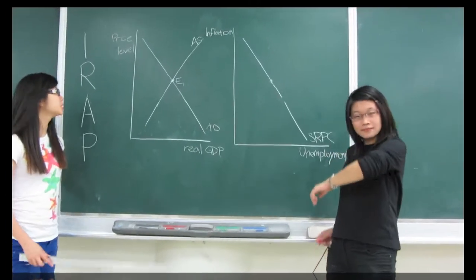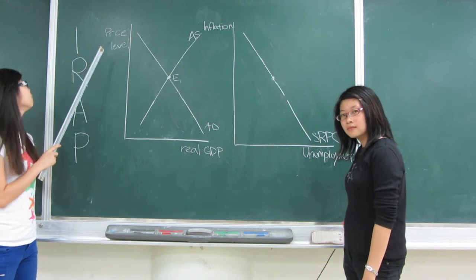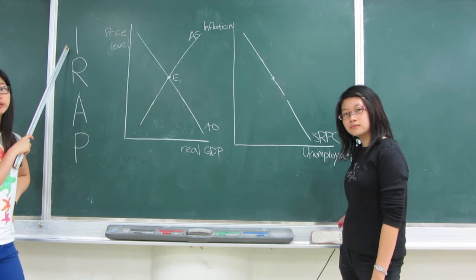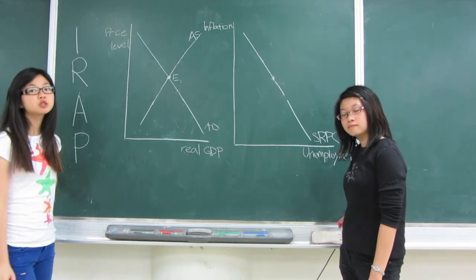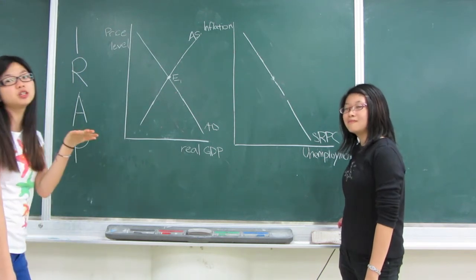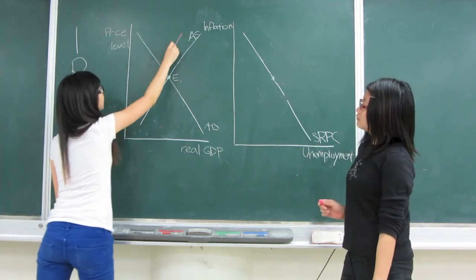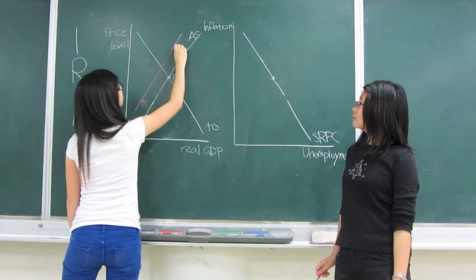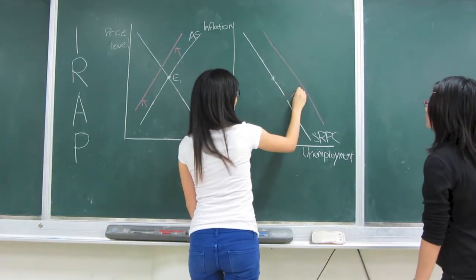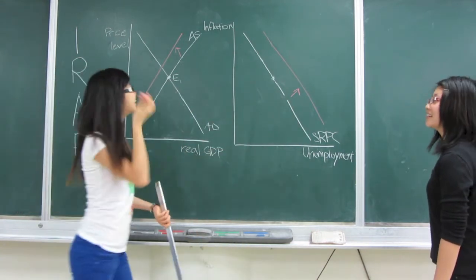So guys, we're going to be talking about the changes in AS. And as you all know, the shifters of the AS curve are I, R, A, and P. So the first thing would be I, which stands for inflationary expectations. So let's say tomorrow you know that there's going to be inflation. Oh no. So therefore, if you're a producer, you're going to decrease your production today, which would shift the AS curve to the left. And then on the SRPC curve, there would be a rightward shift of the SRPC. And do you know what this is called? That's right, it's stagflation.